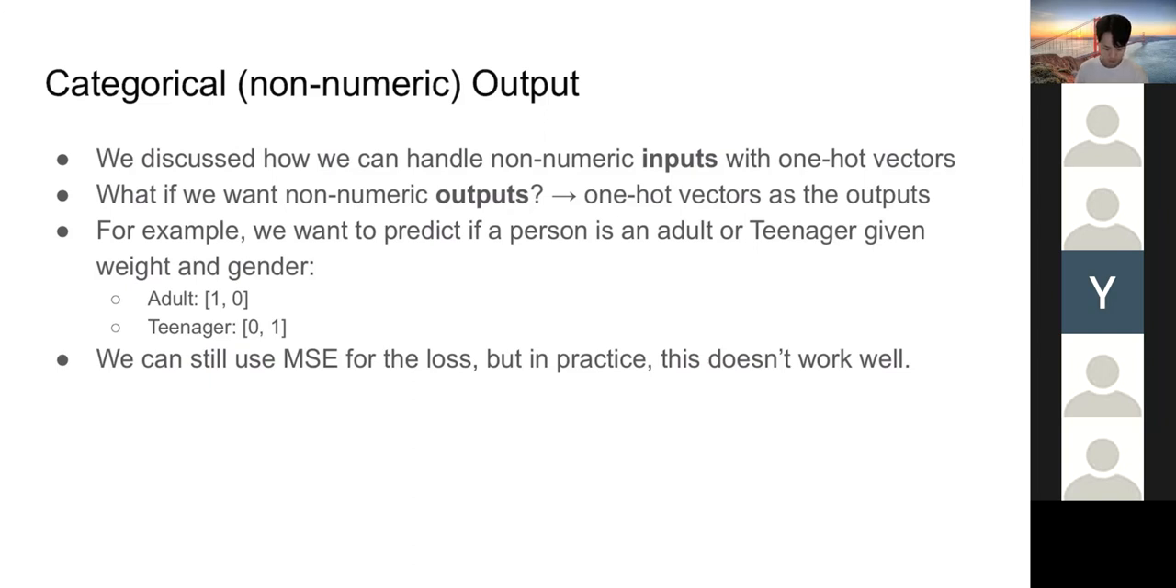So for instance, if we're trying to predict adult, then it will be 1, 0 corresponding to the first class, and teenager will be 0, 1 corresponding to the second category, basically. And we can still use MSE loss, basically mean square error. So we try to see how different our prediction and the label, which is here either 1, 0 or 0, 1, are different in metric space. But then in practice, this doesn't work well. Instead, we try to formulate this into a probabilistic model.